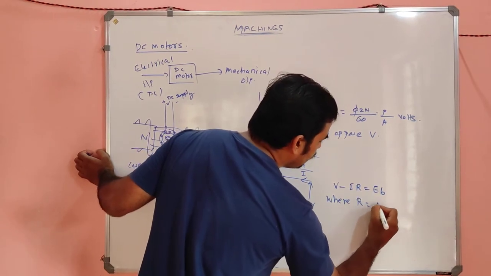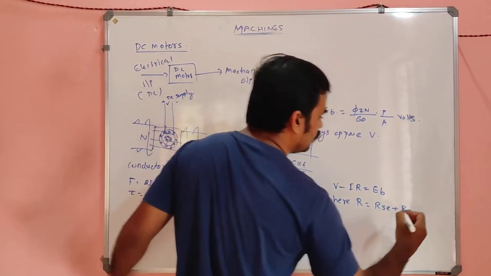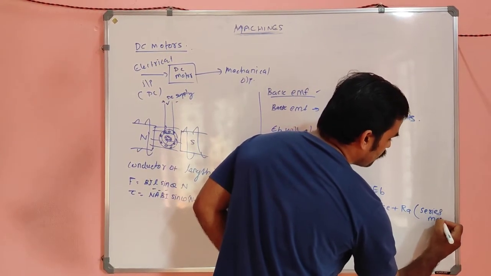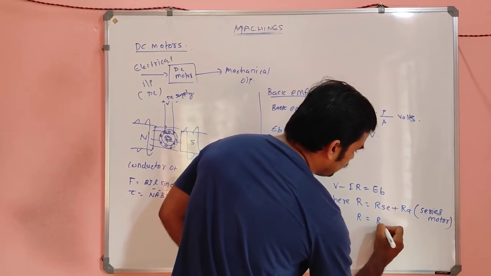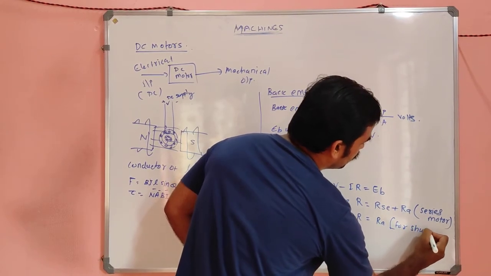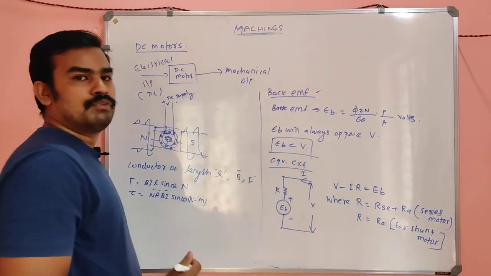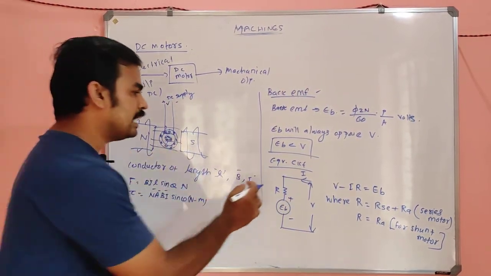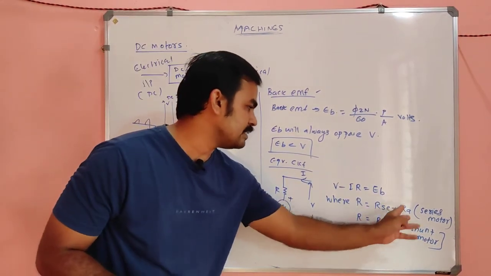Where R equals RC plus RA for a series motor, and R equals simply RA for a shunt motor. Am I correct, my dear? For a series motor, this R is actually the summation of RC, the series field winding resistance, plus the armature resistance. So that is the reason why RC plus RA.